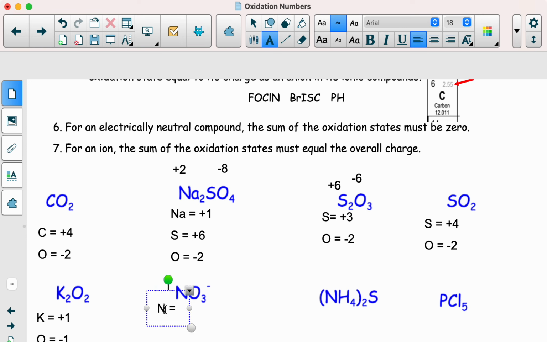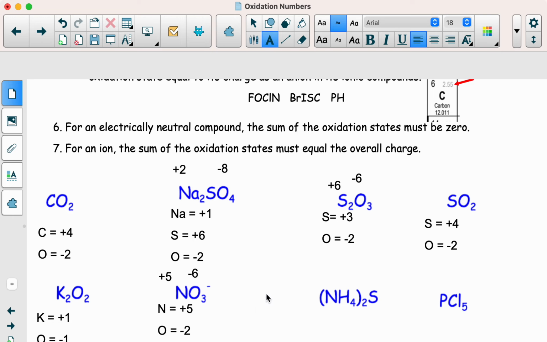In nitrate, we have nitrogen and oxygen. This is a case where oxygen does get to have its preferred state of -2, so we assign the oxygen a -2. But now we have a polyatomic ion. At -2 each, the oxygen ends up contributing -6, but the whole ion has to have a -1 charge, so that means that our nitrogen is +5, because +5 plus -6 gives us a -1.